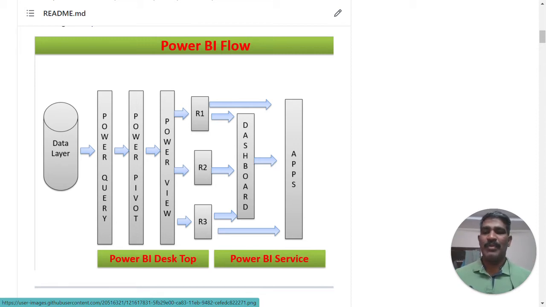At the end of Power BI Desktop, we are producing R1, which is nothing but report 1, R2, which is report 2, and R3, which is report 3. Once we develop report 1, report 2 and report 3, then we go for something known as a dashboard. From the dashboard, we create apps. Of course, apps will have reports as well as dashboards together. And creating dashboards and apps both happen through Power BI Service.